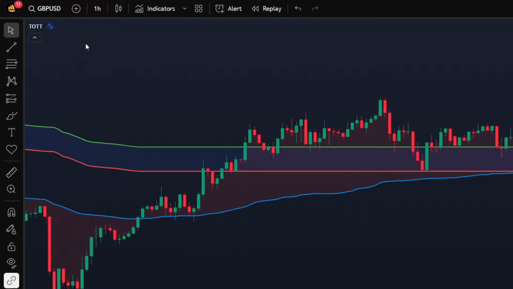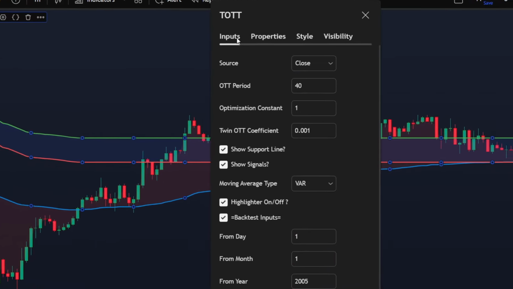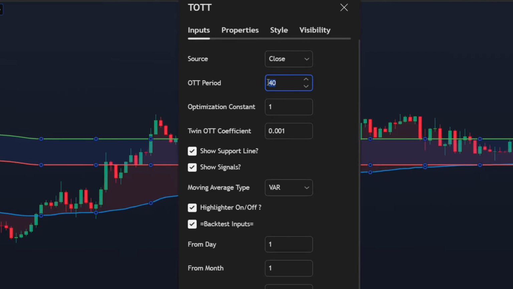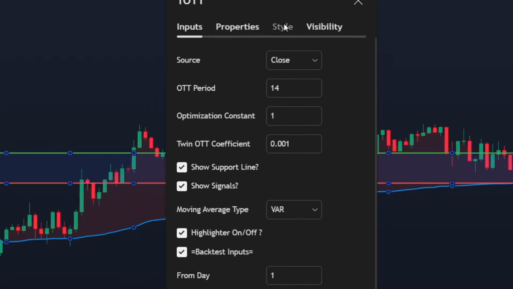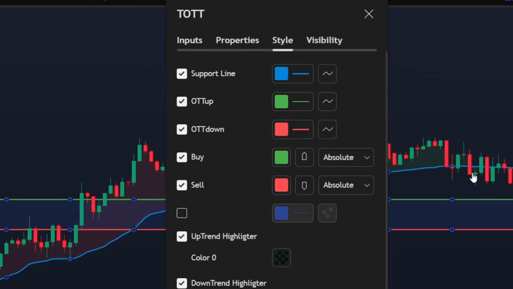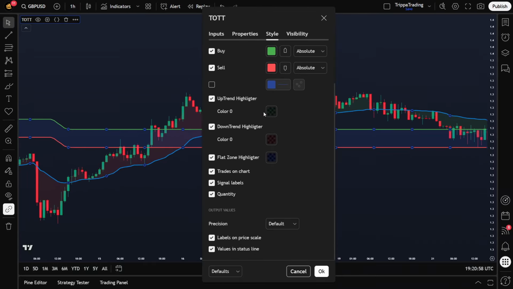So first of all, open the settings of this indicator. You can do that from here. Go to Inputs tab and change the OTT period from 40 to 14. This makes it react faster to recent price movement, which is ideal for shorter time frames. Then go to Style tab and turn off the extra lines we don't need so the chart stays clean. Just follow my steps and disable all these options.